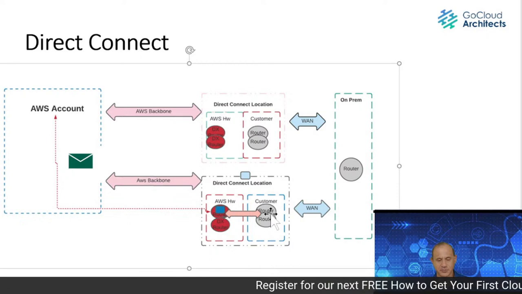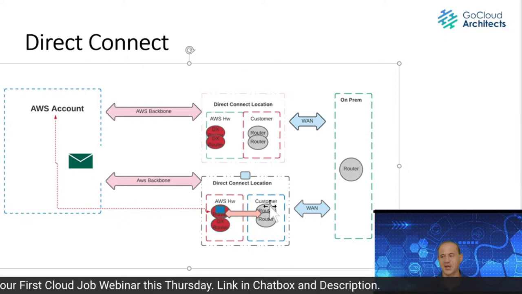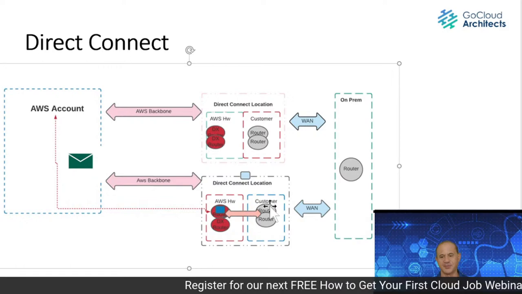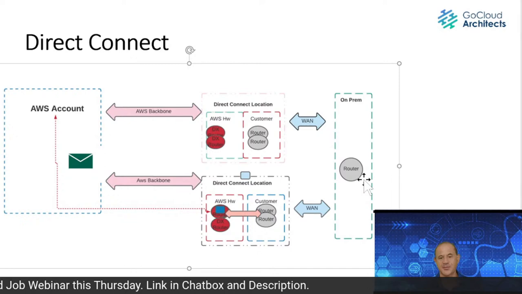Then you've got to get your router connected to the AWS router. So you get your connection to here, and then you fill out a form with AWS to get what's called a letter of authorization. This is all part of the direct connection process. You've got to get this wire or cable between your device and theirs, so you apply for a letter of authorization. Let's say I buy a link from Verizon to the direct connection location.